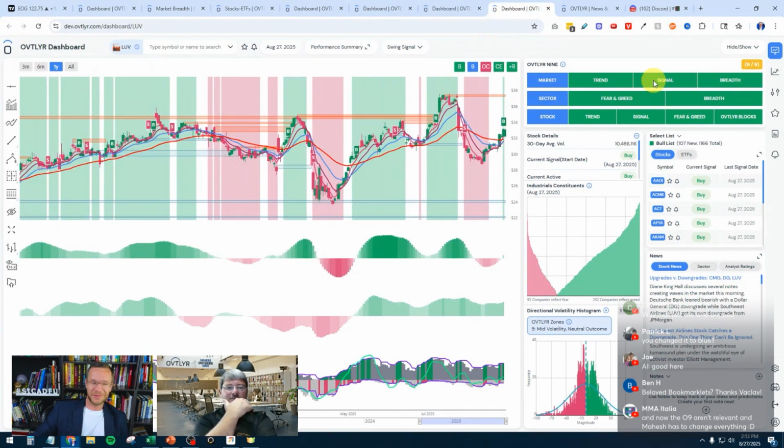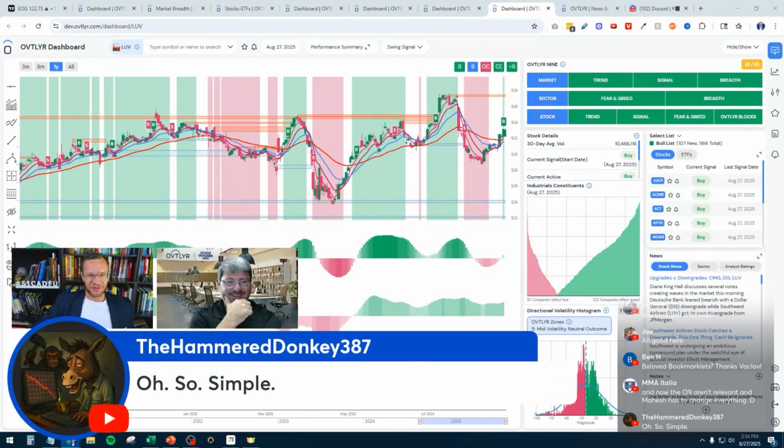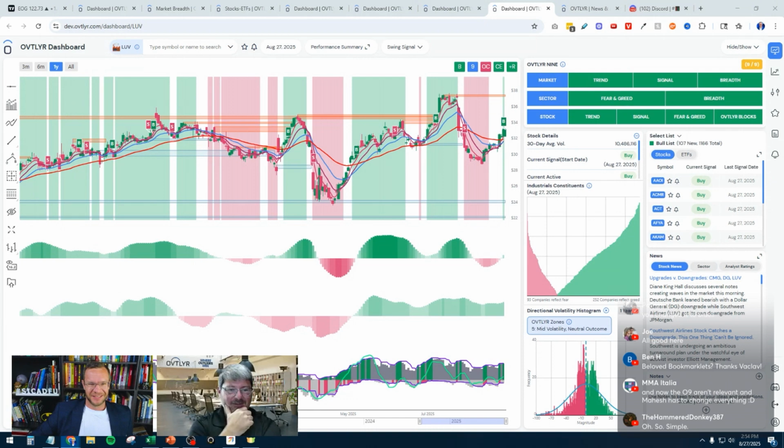Southwest Airlines looks, man, Joe, this just took stock analysis down to like a moment. How cool is this? I am happy with that. The Hammer Donkey agrees with me. Oh, so simple. This is even better than when we looked at it yesterday, Chris. This is amazing. Great job. I know. How cool is this?